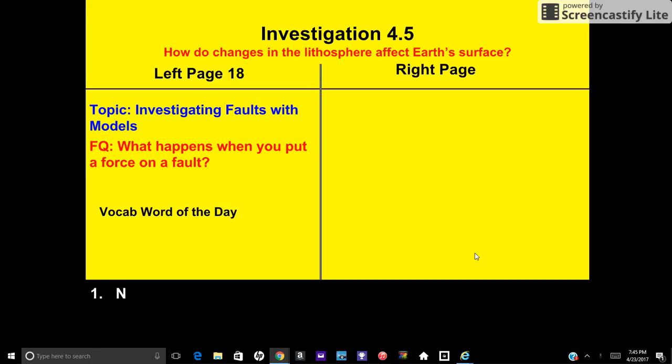I'm going to talk about investigation 4.5, investigating faults with models. And our focus question today is, what happens when you put a force on a fault?